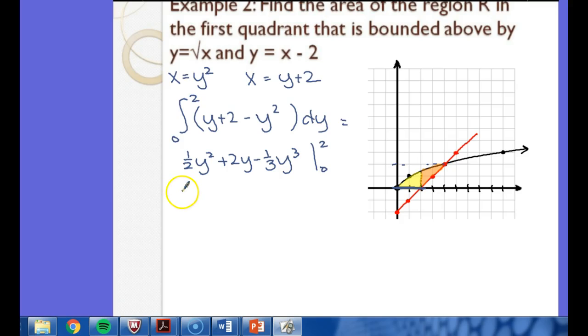Plugging in our points, 2 squared is 4, 4 divided by 2 is 2, 2 times 2 is 4, 2 cubed is 8. What's really nice about the y bounds, again, is it's 0. It's so nice to subtract a 0. So 2 plus 4 is 6, 6 minus 8/3. So it's 10/3, good.